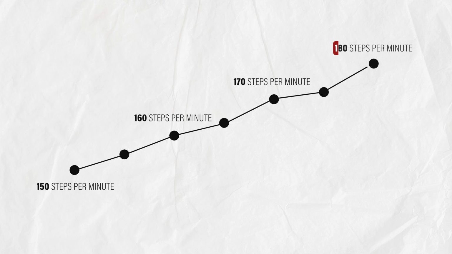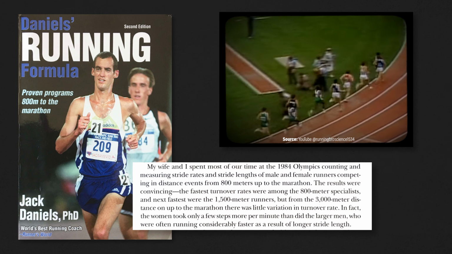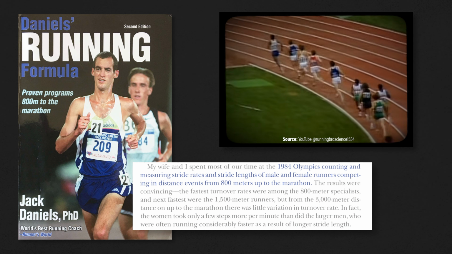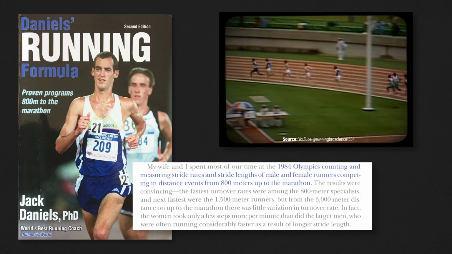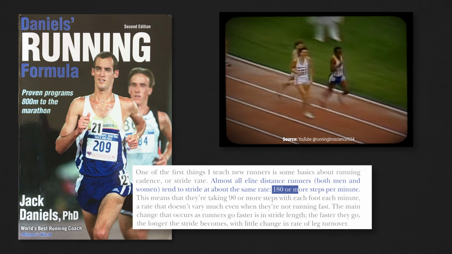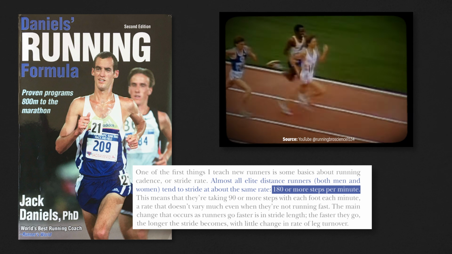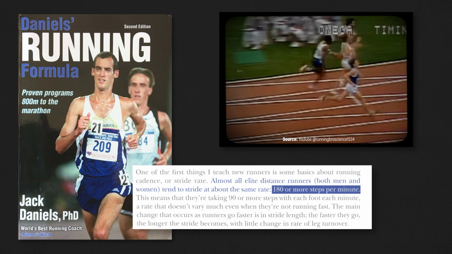Many coaches and clinicians ask if there is an optimal running cadence for all runners. 180 steps per minute is frequently mentioned in popular running media and is traced back to Jack Daniels, a running coach and exercise physiologist. Daniels wrote about his experience at the 1984 Summer Olympics, where he counted the step rates of as many male and female distance runners as he could in all events 800 meters or longer. He noted that across all events, nearly every runner had a cadence of 180 steps per minute or faster, and this was less variable from 3,000 meters up to the marathon.